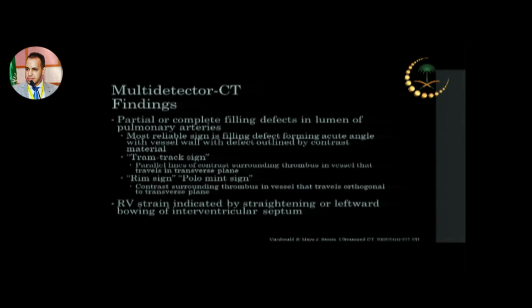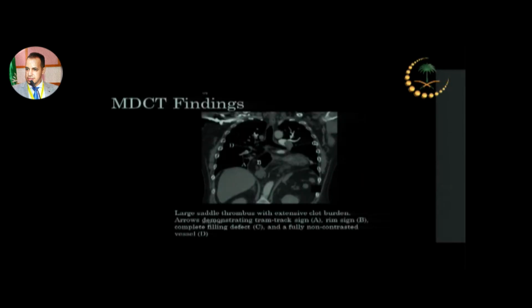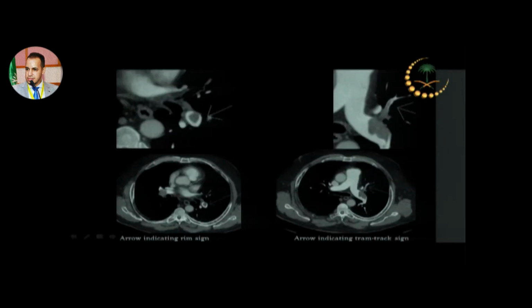So what are the imaging findings of patients who have pulmonary embolism in CT? Some of the signs used are the crescent sign or the rim sign, where you see the filling defect inside the pulmonary artery and the contrast surrounding it. Tram track sign: if you get the vessel along its long axis, you can see the central filling defect and the contrast going on each side as a line, as a tram track. It's called tram track sign, and this is called the rim sign.